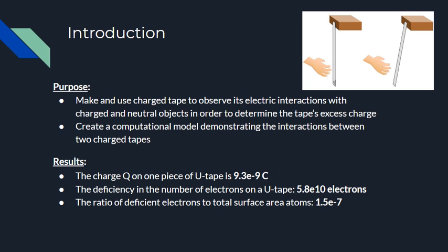It was determined that the charge of a U-tape was 9.3 times 10 to the negative 9 coulombs. There was a deficiency of 5.8 times 10 to the 10 electrons on the tape, and the fraction of atoms that gave up electrons on the tape was about 1.5 times 10 to the negative 7.